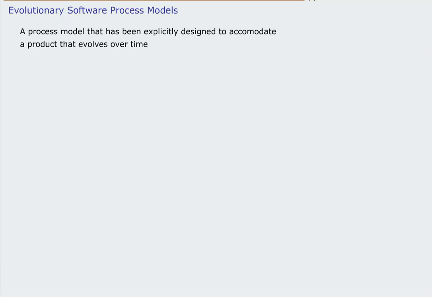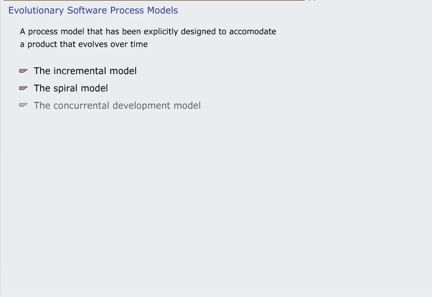Evolutionary software process models. Process models that have been explicitly designed to accommodate a product that evolves over time. Evolutionary models are iterative. They are characterized in a manner that enables software engineers to develop increasingly more complete versions of the software. There are 3 models to be discussed in it. Number 1, the incremental model. Number 2, the spiral model. Number 3, the concurrent development.